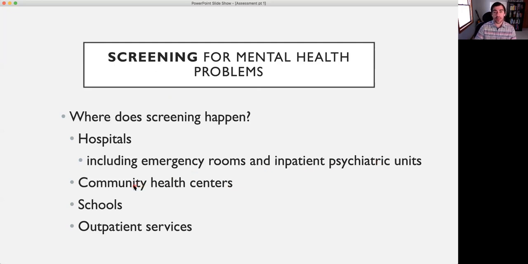Community health centers. So this is not traditionally a strong suit of community health centers in terms of doing screening, but more and more as we've realized the importance and the need to get our assessments out there, and as more and more community health centers are seeing mental health issues, they're starting to do different types of screening assessments.